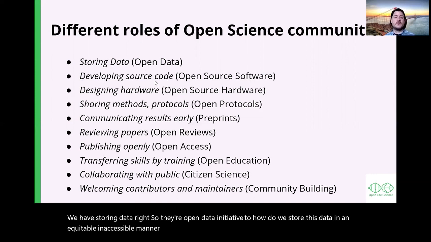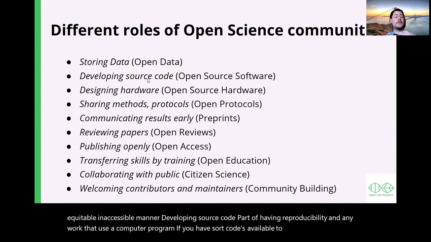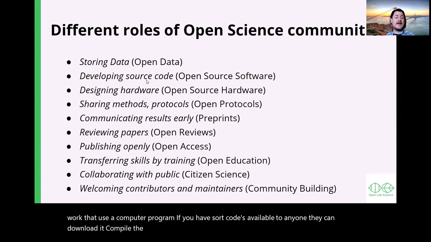developing source code. Part of having reproducibility in any work that uses a computer program is that if you have source code that's available to anyone, they can download it, compile the program themselves. They have the tool that was used to make the initial conclusion, initial data set, and see if you can replicate it. You can also design hardware.